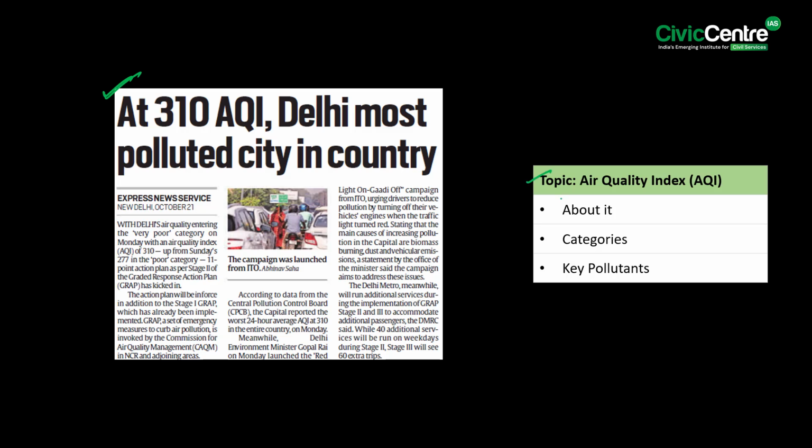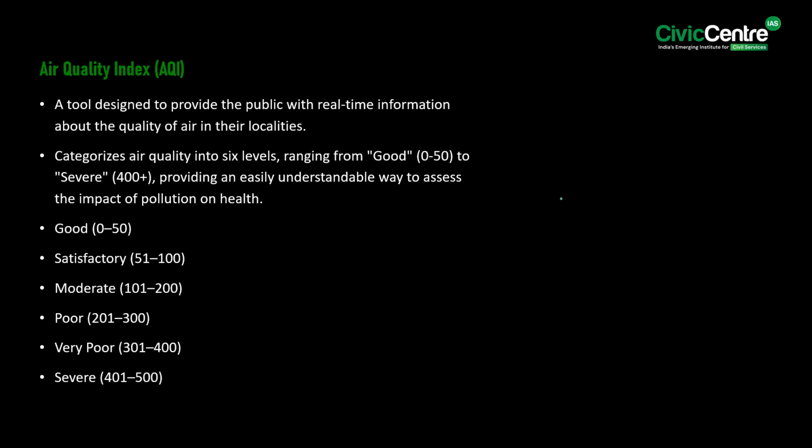See, the air quality index in India is a tool designed to provide the public with real-time information about the quality of air in their localities. Know that the air quality index system categorizes air quality into 6 levels, ranging from good, which is 0 to 50, to severe, which is 400 plus, providing an easily understandable way to assess the impact of pollution on health.